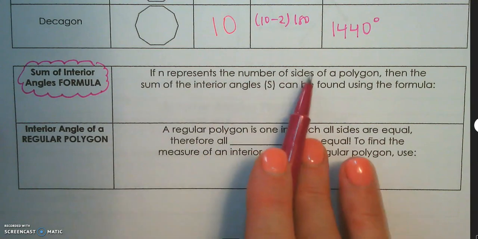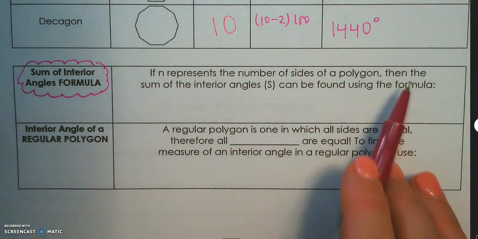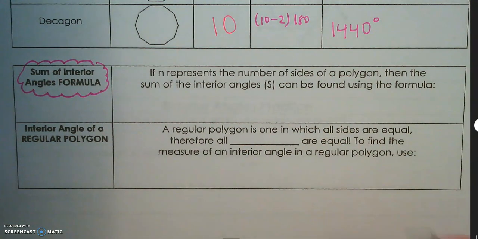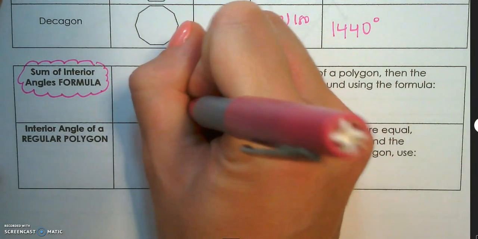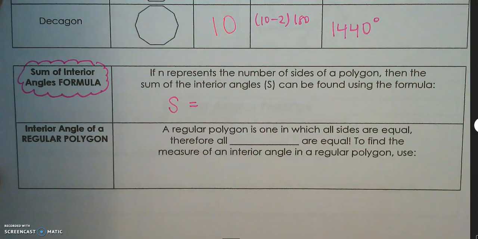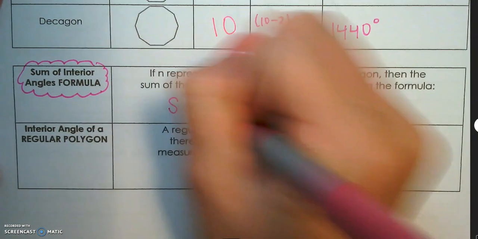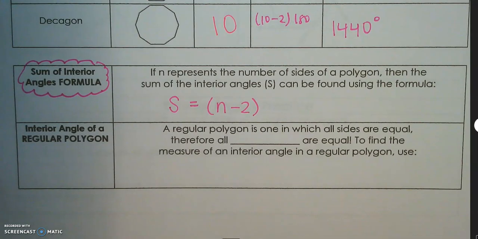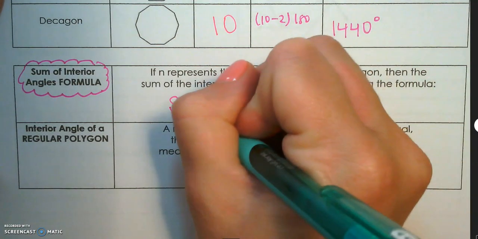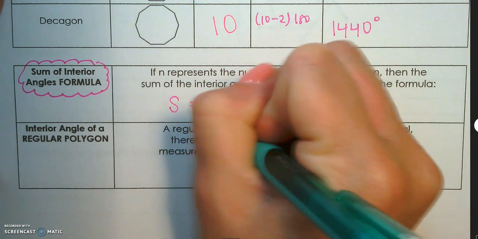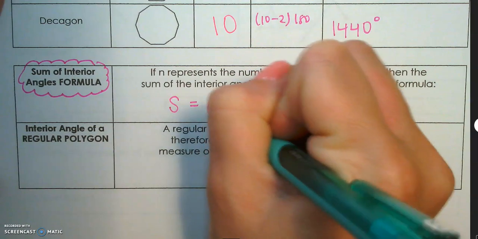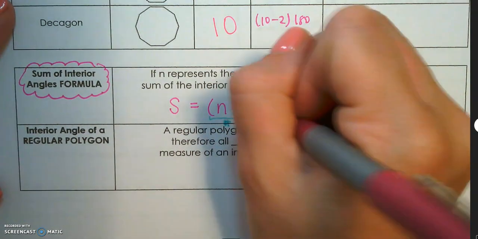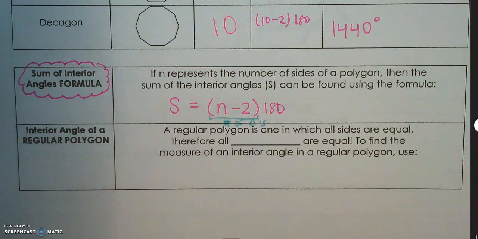But if n represents the number of sides, like we discussed earlier, then the sum of the interior angles S can be found using the following formula. So the sum of the interior angles is equal to the number of sides minus 2. Okay, that gives you the number of triangles. And then you take the number of triangles and you multiply it by 180 degrees.